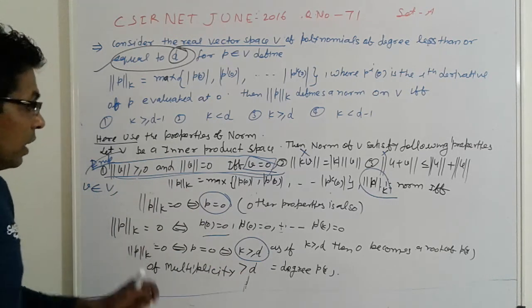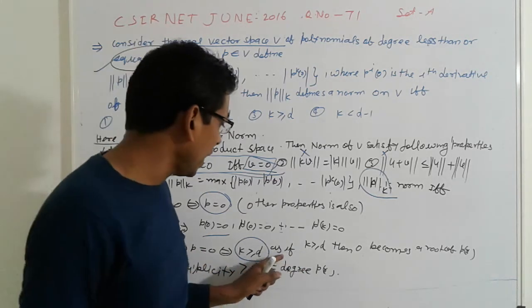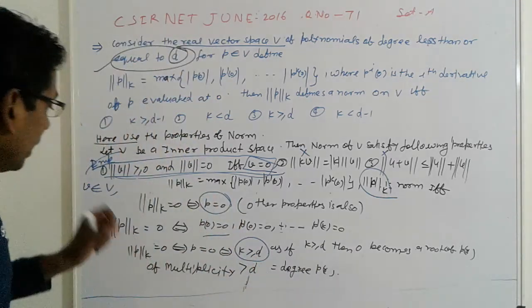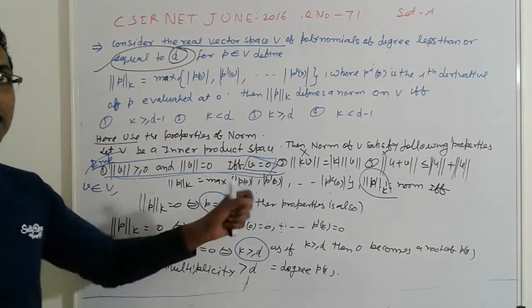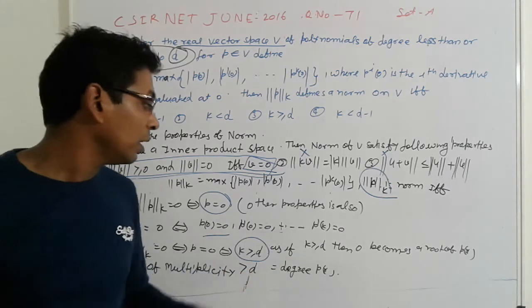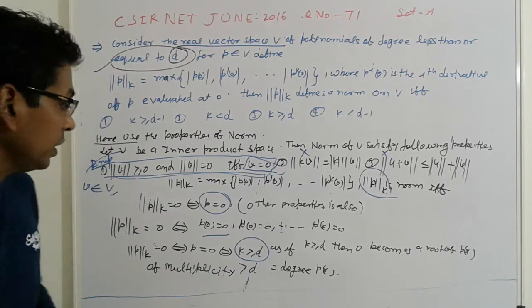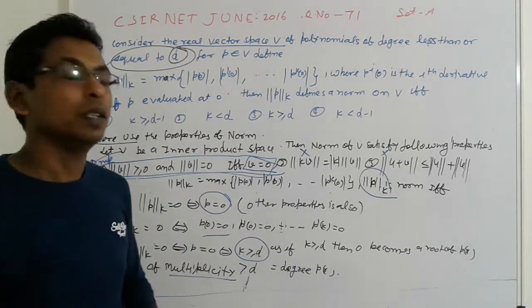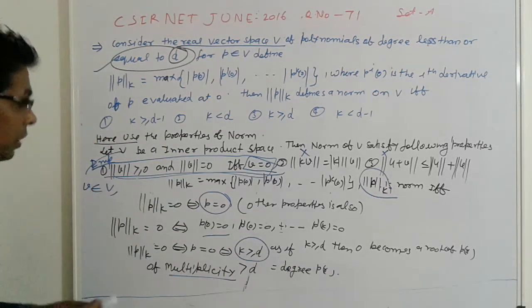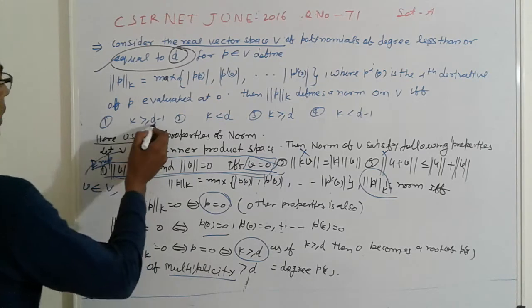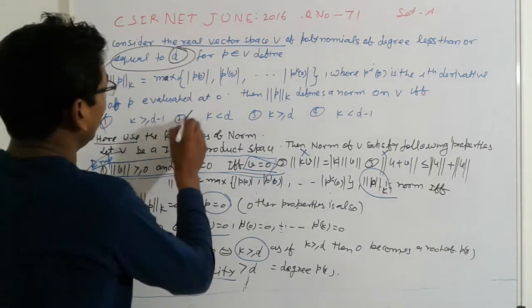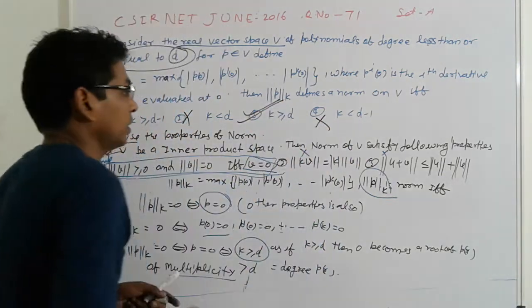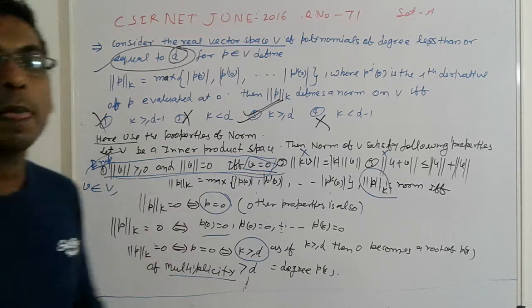So take care. If k is greater than or equal to 0, it becomes a root of p(x) with multiplicity greater than d, or the degree of p. A simple thing, that is the importance. Greater than or equal to d. So d minus 1 is wrong, here it is less than, so also wrong. Here is also less than, so that is wrong. So it is correct. So the third answer is correct.